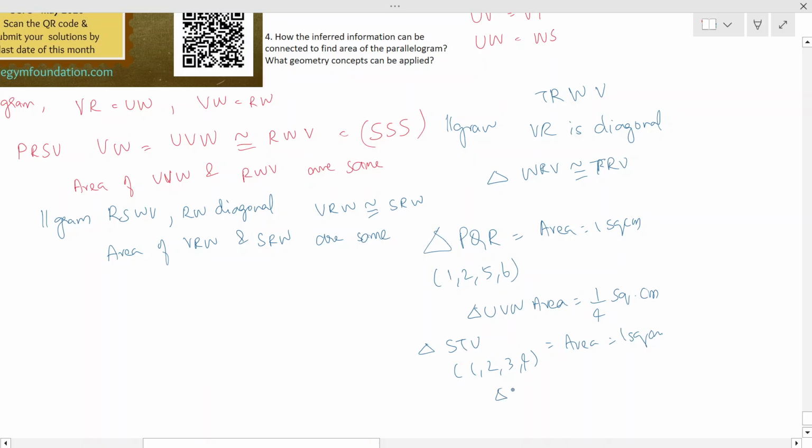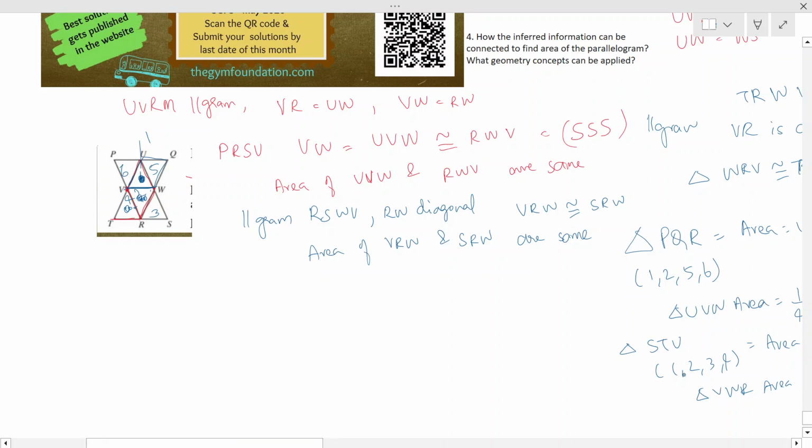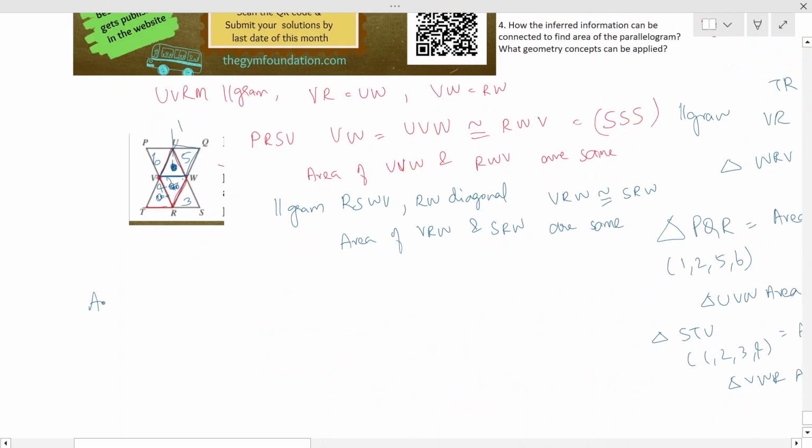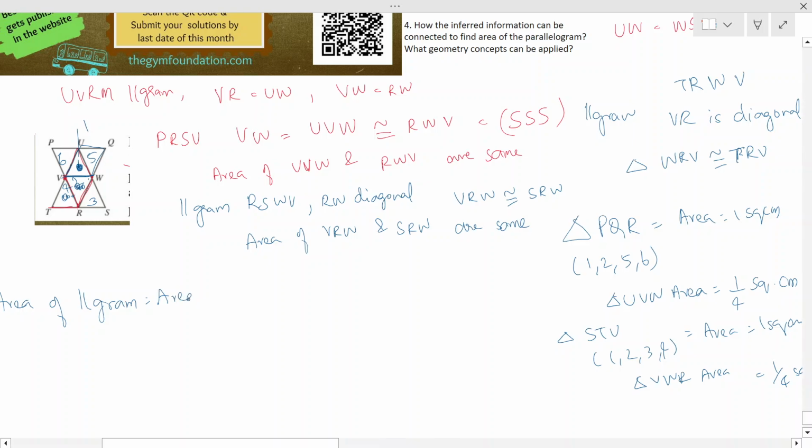So triangle VWR has an area of 1 by 4 square centimeter, and the parallelogram is made of these two congruent triangles, and therefore the area of the parallelogram is the area of triangles UVW and VWR, right? Which is 1 by 4 plus 1 by 4, and that is half square centimeter.